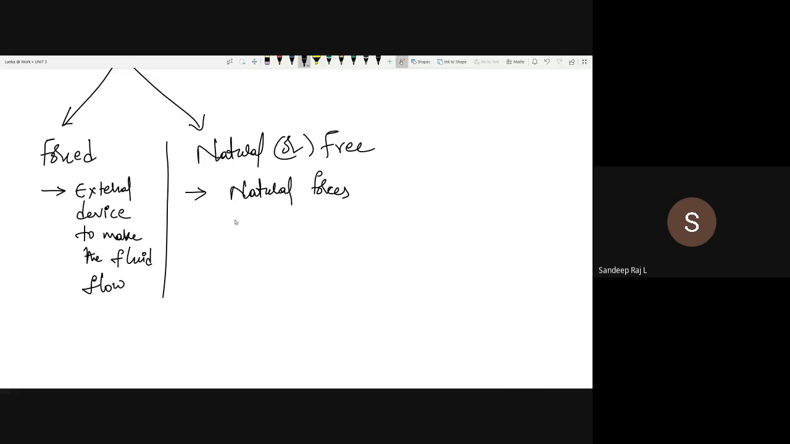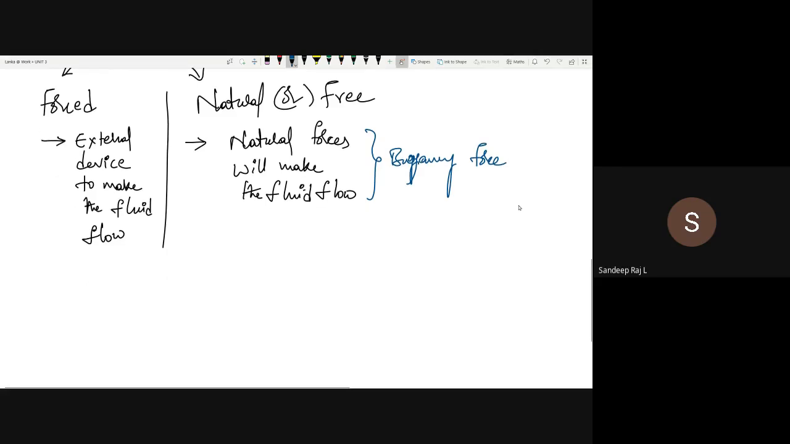Natural forces will make the fluid flow. Okay, how will the natural forces make the fluid flow? You know what is called the buoyancy concept. This is nothing but buoyancy. Okay, what is buoyancy force?